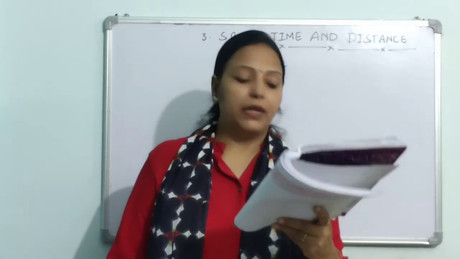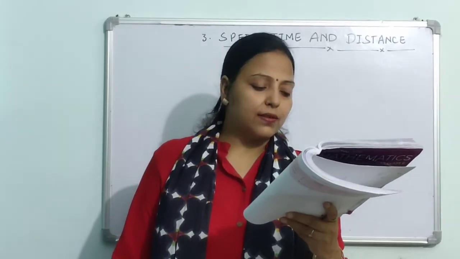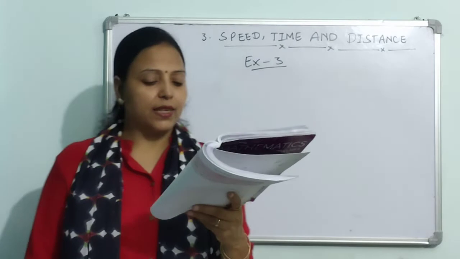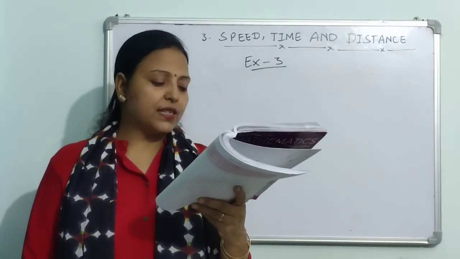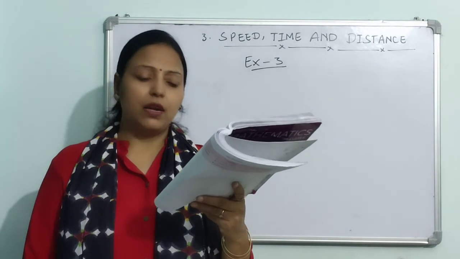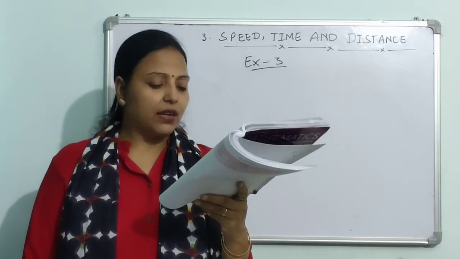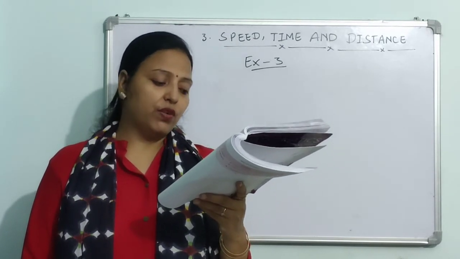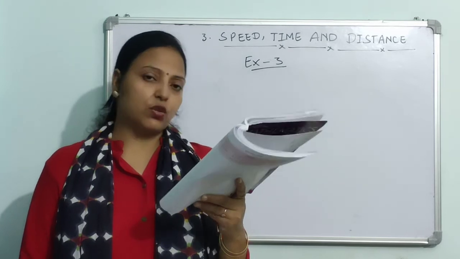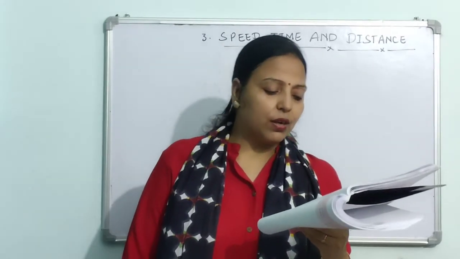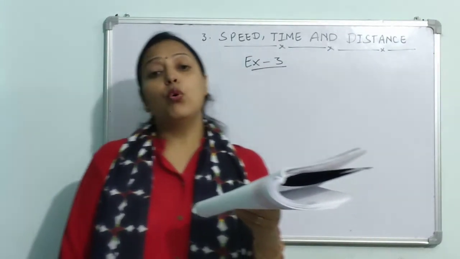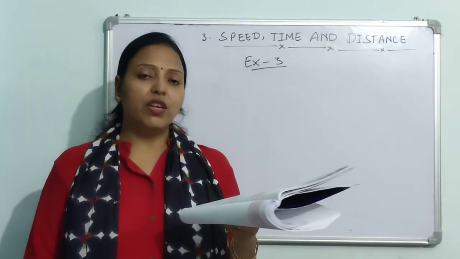Now question number 8. Two cars start from the same place at the same time in the same direction. The speed of the first car is 70 km per hour and that of the second car is 20 meter per second. Which car is moving faster? First question is which car is moving faster? So you have to see which car is moving with more speed. Obviously that is moving faster.